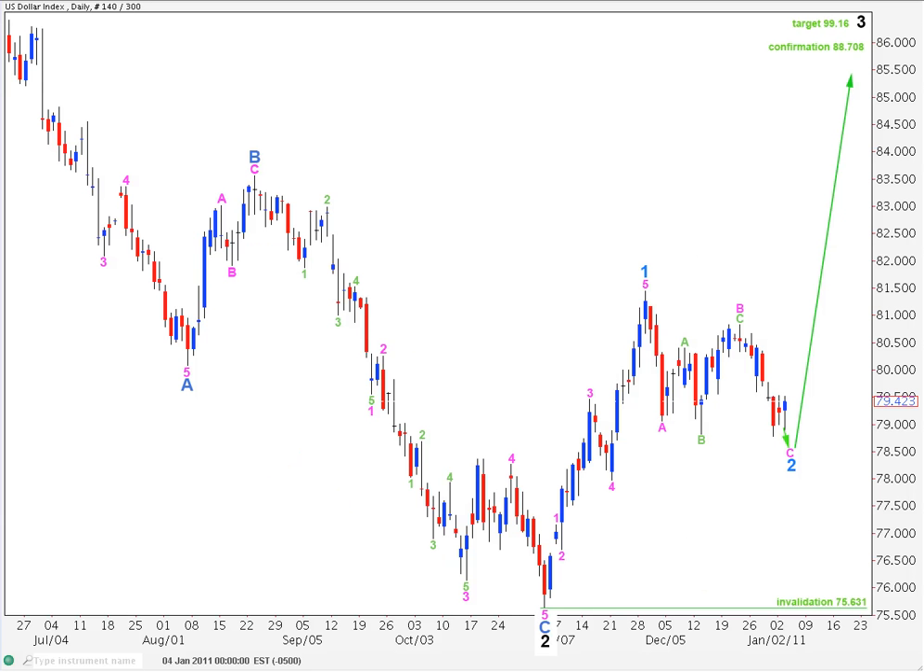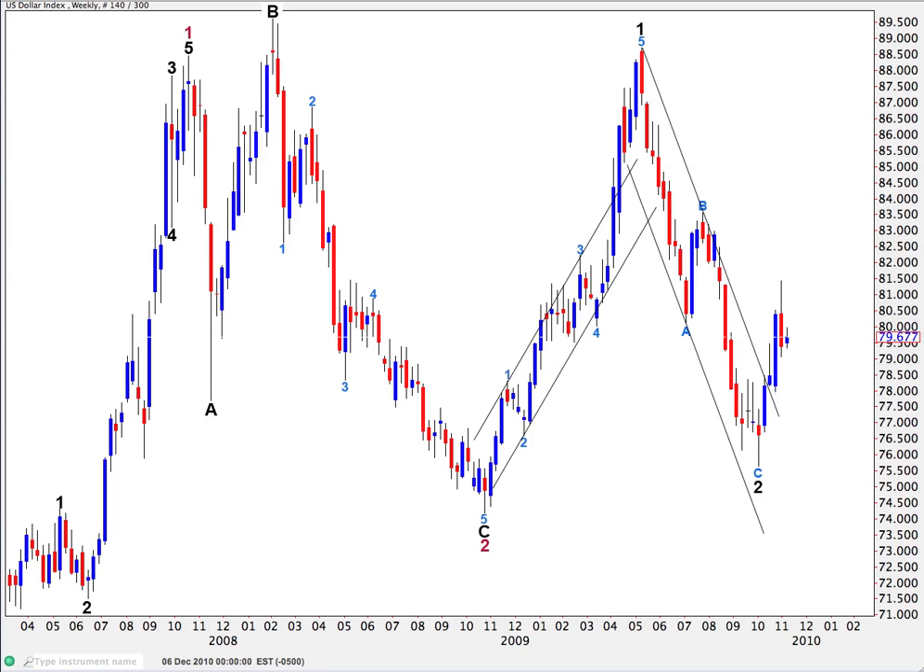Before I jump into the daily chart, I'm going to have a quick look at an historical chart. This is my main wave count. I have a couple of alternates. If you want to see an outline of those, look on the last video. This main wave count expects that the dollar is in a C wave to the upside.